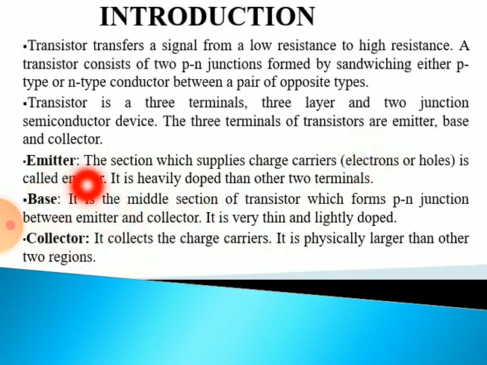When we are speaking about the emitter, it is the first section which is supplying you the charge carriers. Those charge carriers can be either electrons or holes. It is called the emitter, and this section is heavily doped when you compare it to the other two terminals. The second is the base, which is the middle section of the transistor. This forms a PN junction between your emitter and collector. It is very thin and lightly doped. The third is the collector, which collects the charge carriers, and it is physically larger when you compare it to the other two regions.